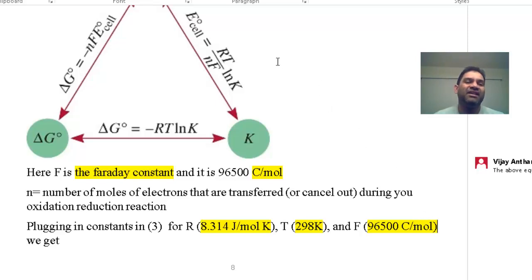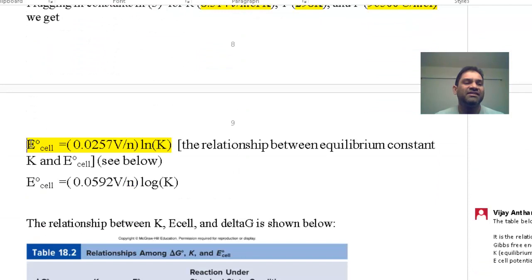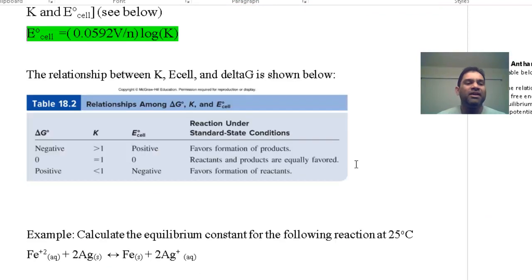So plugging in these values for R, T, and F, we will get this version of E cell. So again, the relationship between E cell and the equilibrium constant. Another version is the log version. I'll give you the natural log version on the exam, though the log version is just as valid. The point here is the relationship between equilibrium constant K, E cell, and deltaG.